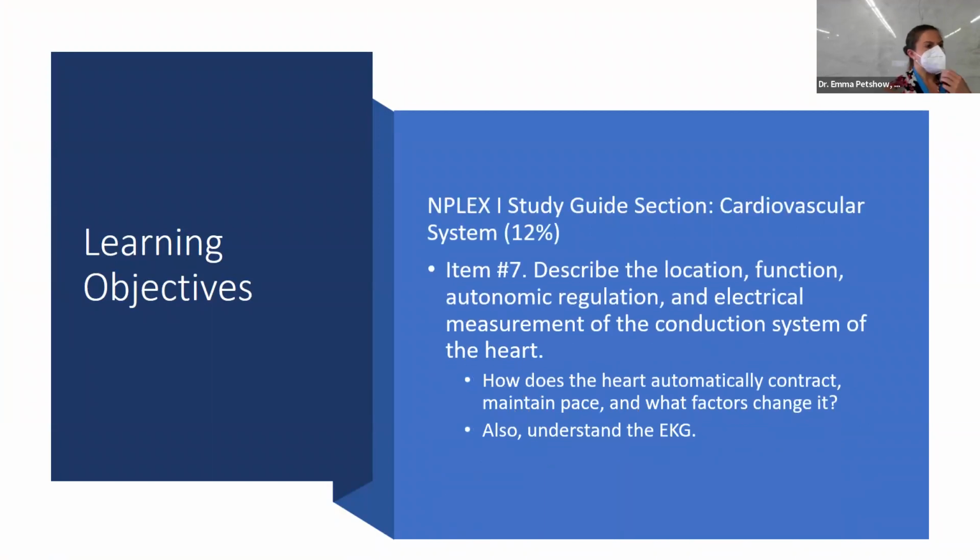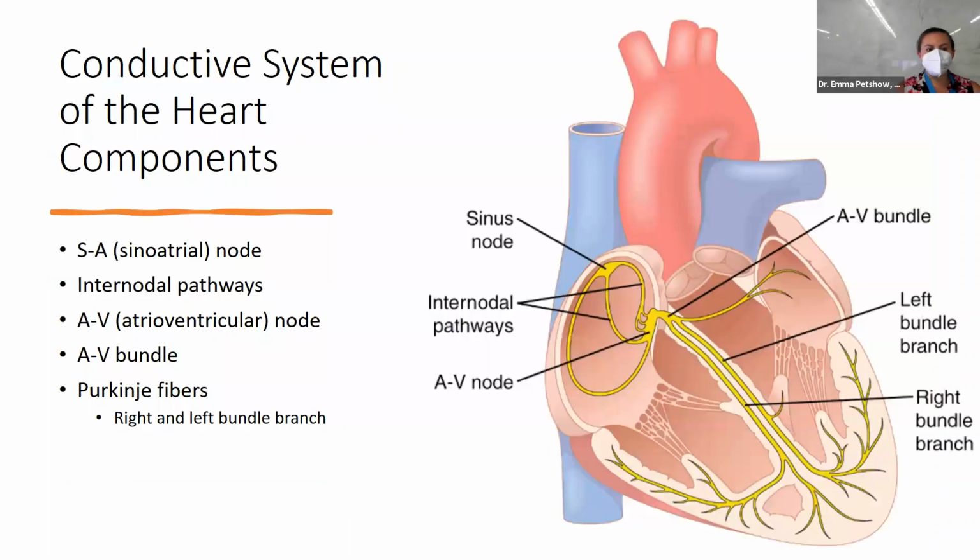So this would be from item 7 in your study guide, describing the location, function, autonomic regulation, and electrical measurement of the conduction system of the heart. So essentially, how does the heart automatically contract, maintain its pace, and what factors change it? And then how do you understand an EKG? That's what we're going to get into. When we're talking about the conduction system of the heart, there are several different anatomical components that we need to know.